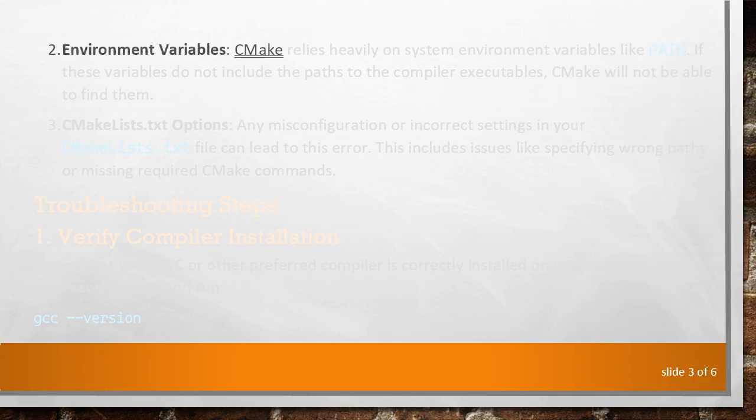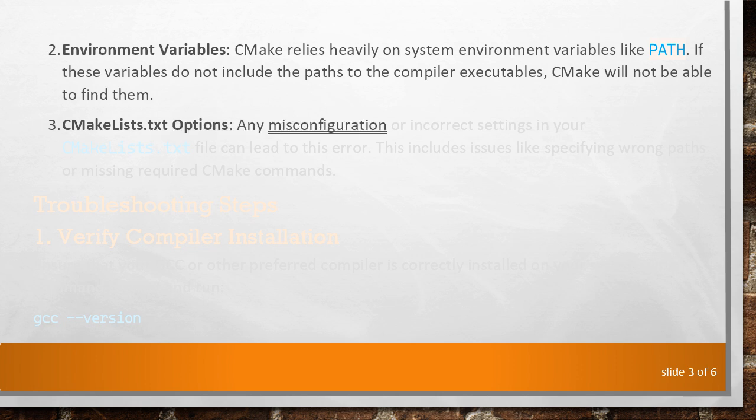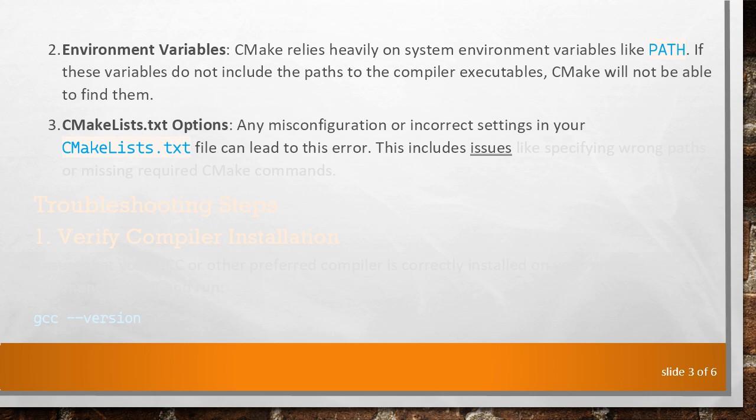Environment variables. CMake relies heavily on system environment variables like PATH. If these variables do not include the paths to the compiler executables, CMake will not be able to find them. CMakeLists.txt options: any misconfiguration or incorrect settings in your CMakeLists.txt file can lead to this error. This includes issues like specifying wrong paths or missing required CMake commands.